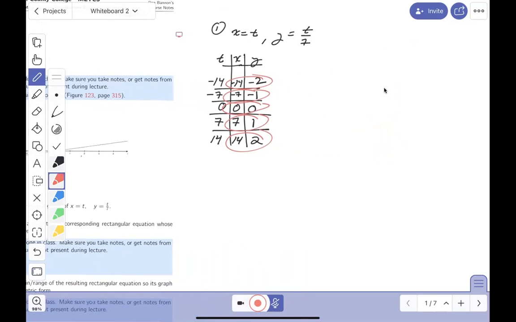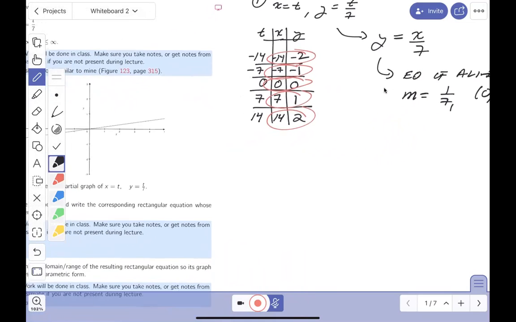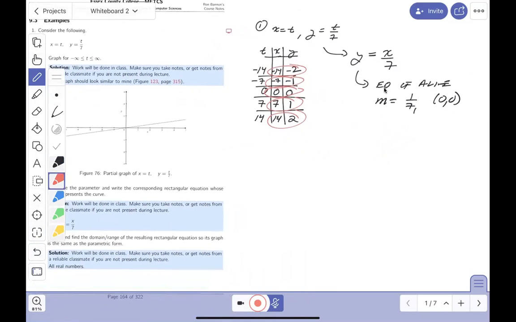Another way of doing it is just simply eliminating the parameter. If you did that, what would you get? Well, you would get y equals, what's t? It's x over 7. Right now, you should realize this is an equation of a line with slope 1/7 and a y-intercept of 0, 0. Let's look at the picture. I got the picture over here. It's definitely an equation of a line. I'm seeing that: x-intercept 0, 0, y-intercept 0, 0, and a slope of 1/7.